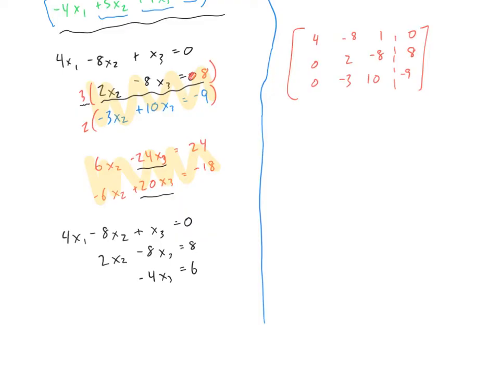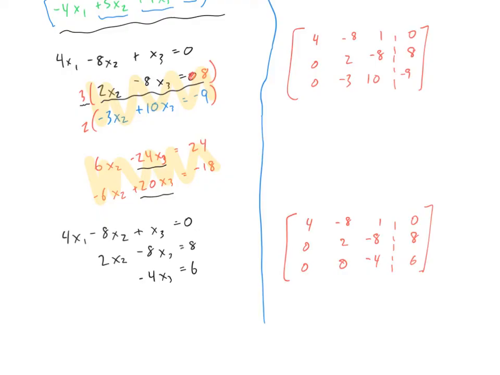Now let's write that in our augmented matrix form. Row 1, 4, -8, 1, 0. Didn't change. Row 2, 0, 2, -8, 8. Didn't change. Row 3, 0, 0, -4, and 6. All right. So we're making progress here.